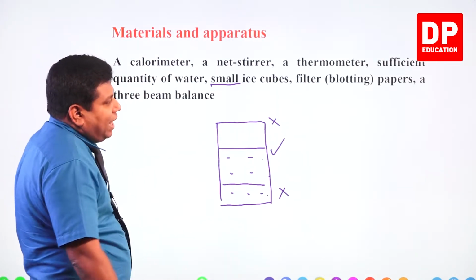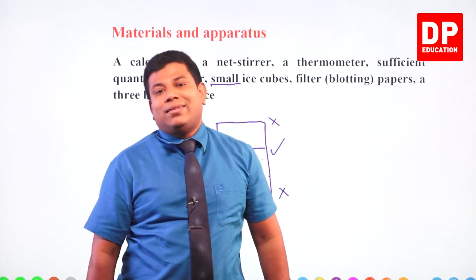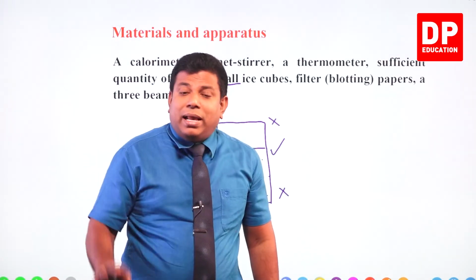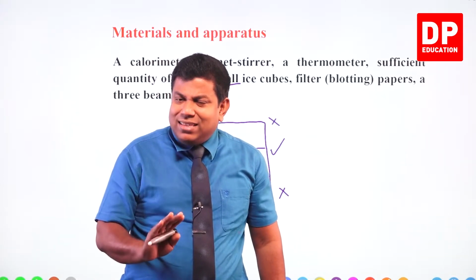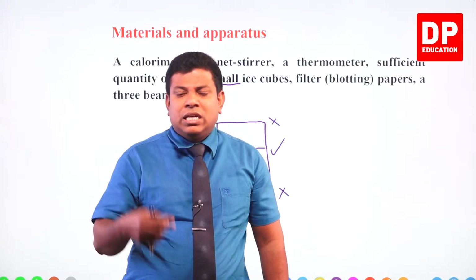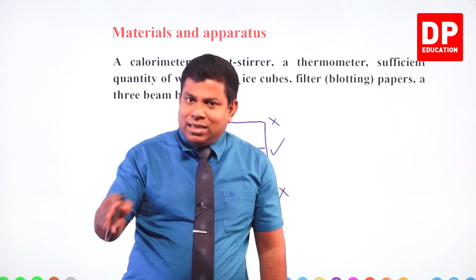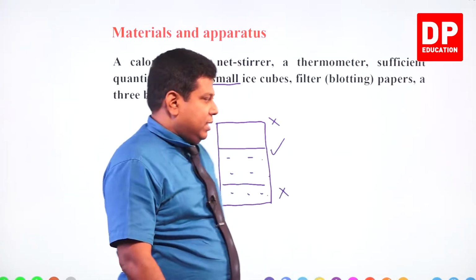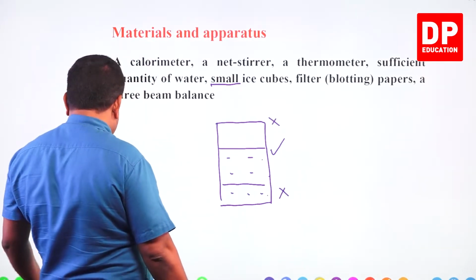A 3-beam balance. It can be a 3-beam balance, a 4-beam balance, or an electronic balance, right? You can use any of these balances. If you just write balance in the exam, you might not get marks. You have to say particularly a 3-beam balance, 4-beam balance, electronic balance, or chemical balance. Some special name has to be given for that. Right? These are the materials and apparatus.